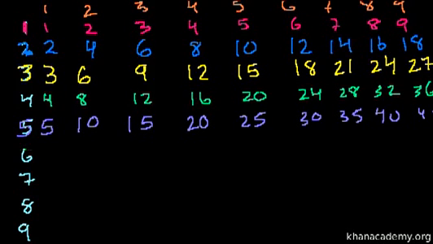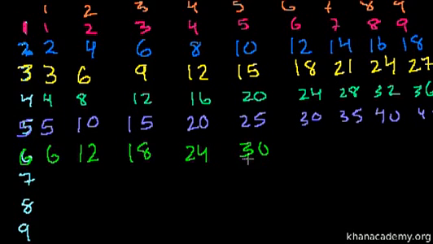6 times tables. Let me do it in green. 6 times 1 is 6. That's easy. You add 6 to that, you get 12. You add 6 to that, you get 18. You add 6 to that, you get 24. You add 6 to that, you get 30. Then you go 6 more, 36, 42, 48. 48 plus 6 is 54. So 6 times 9 is 54. All right, we're almost there.